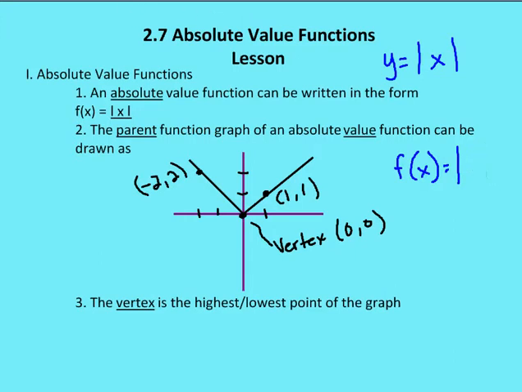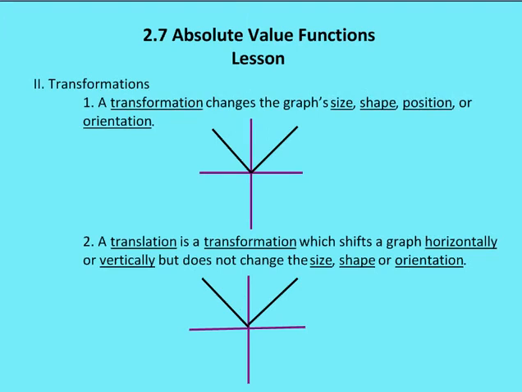Okay, so the vertex in this case is going to be the highest or the lowest point in the graph. And we can see that the vertex here is going to be that point 0, 0. So in a parent function, the vertex is at 0, 0. So again, the vertex is the highest or lowest point in the graph. So let's talk about transformations. Now transformations are changes to a graph that change its size, its shape, its position, or its orientation.